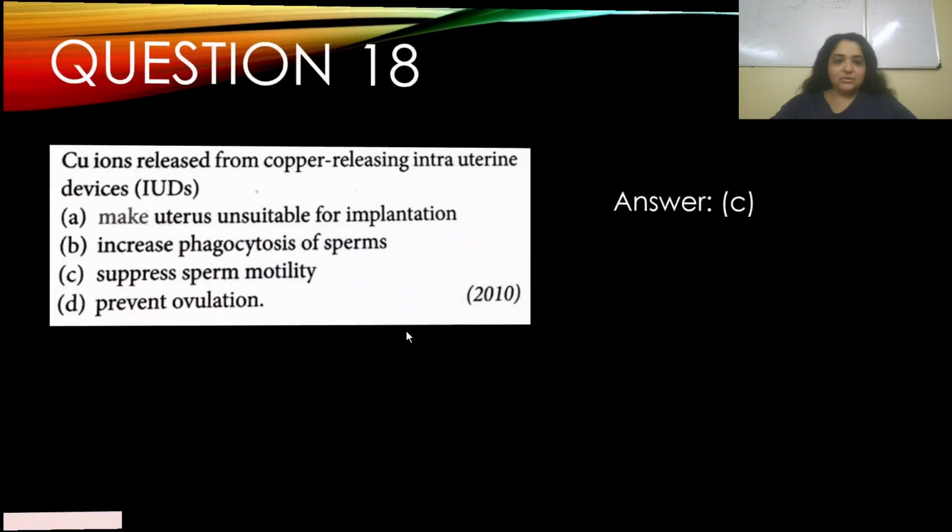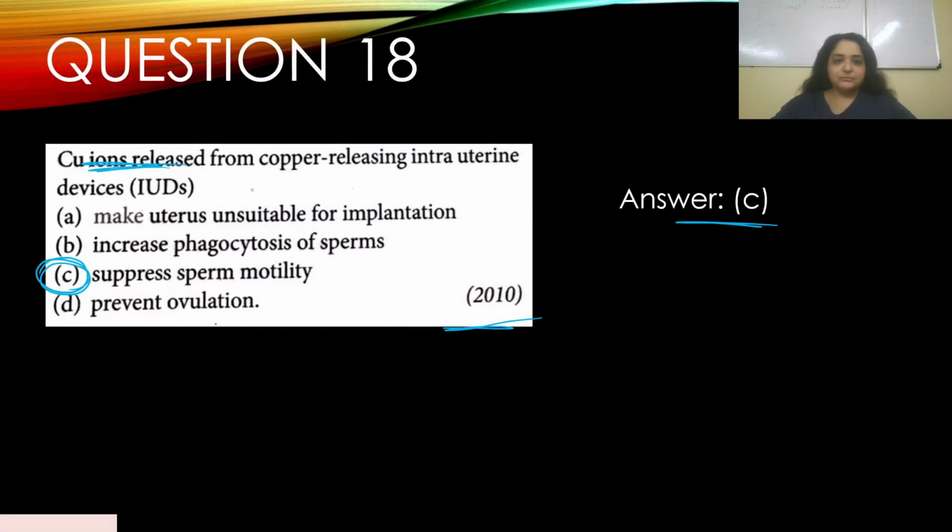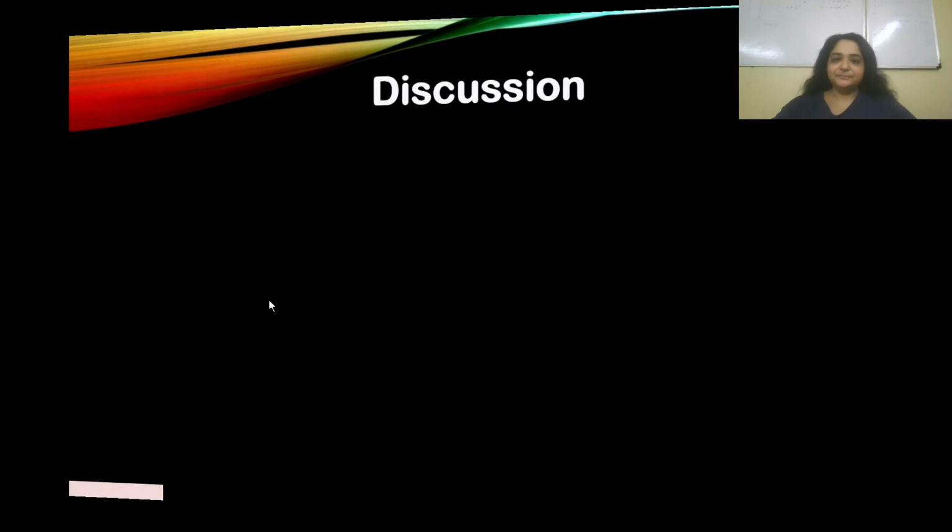If you go back to our question, copper ions don't allow for implantation to happen also, but in this case they've put C, suppress sperm motility. IUDs also increase phagocytosis of sperms, but there's a clear statement in NCERT that it suppresses sperm motility and fertilizing capacity of sperm. So I guess the appropriate answer here would be C. Okay, let's move on then.